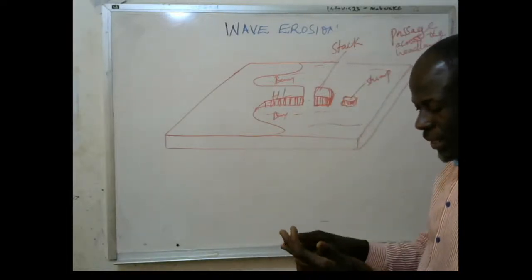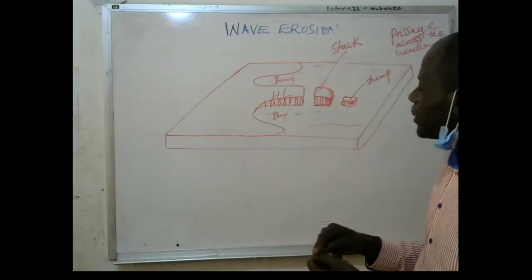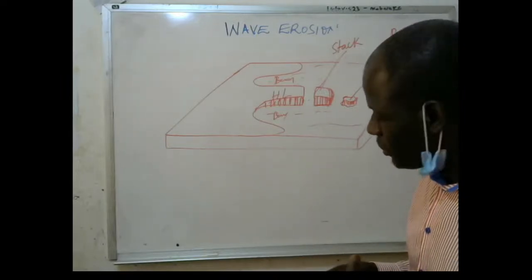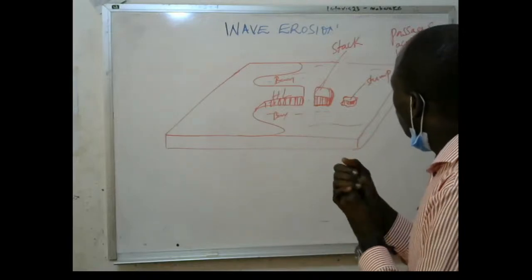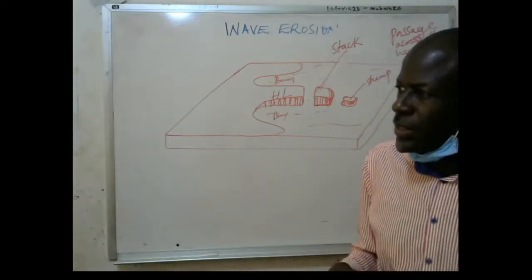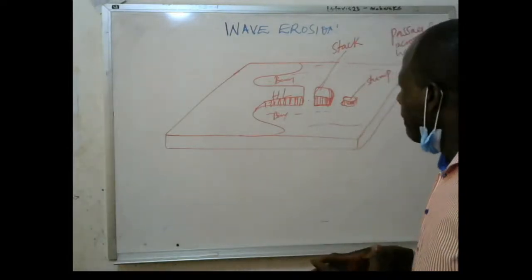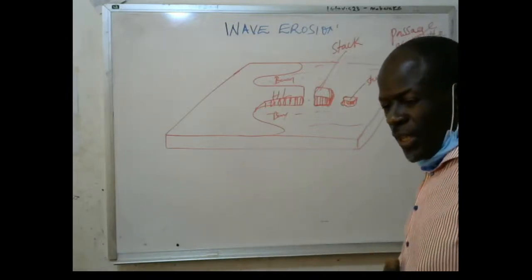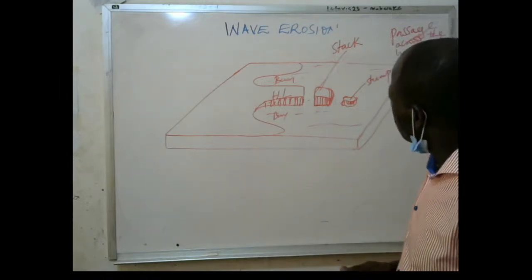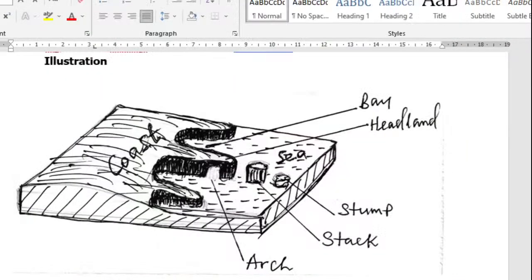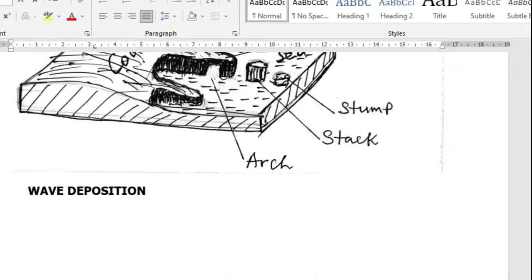So the bay, the headland, the arch, the stack, and the stump are another family of coastal landforms resulting from wave erosion that we can talk of here. So, in short, in summary, these are the landforms that are formed as a result of wave erosion along the coast. And that is, in simple terms, also the effect of wave erosion on landform development in East Africa, with those various examples that we have looked at.